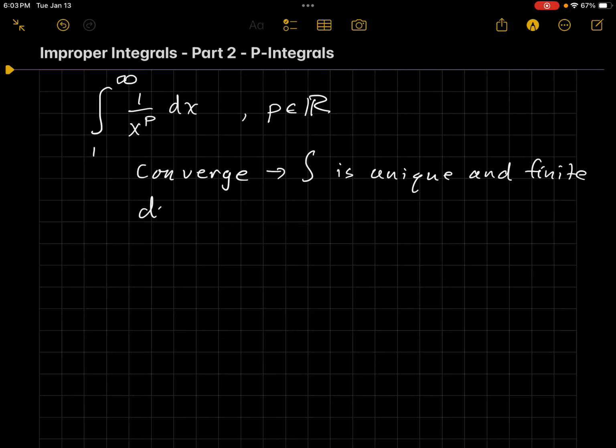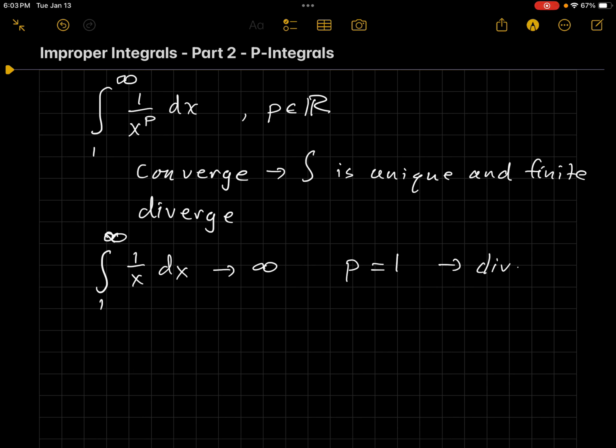And when will this integral diverge, which is something that does not converge. In the last part, we saw that the integral 1 to infinity of 1 over x dx went to infinity. That is, it diverged. Notice here that p equals 1. This is a special case that we have to look at separately.